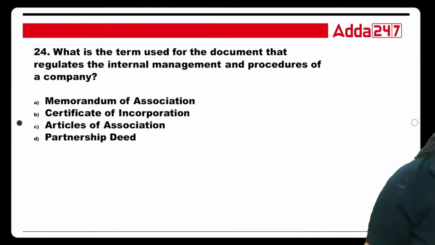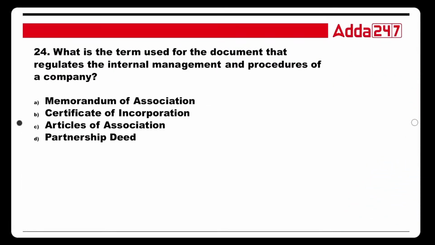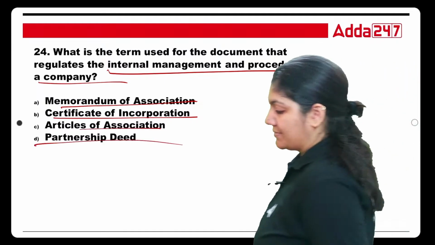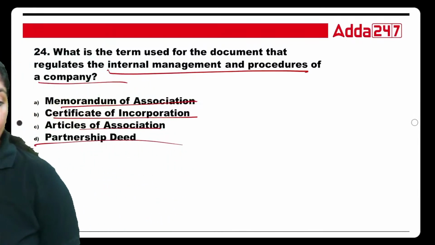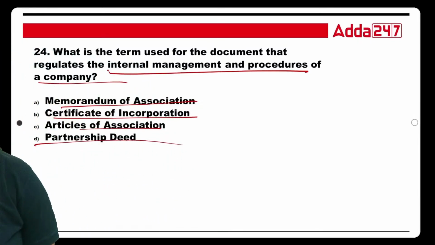Okay, next. What is the term used for the document that regulates the internal management and procedure? Memorandum of association, certificate of incorporation, articles of association, or partnership deed. What is the right answer? That is a good question.